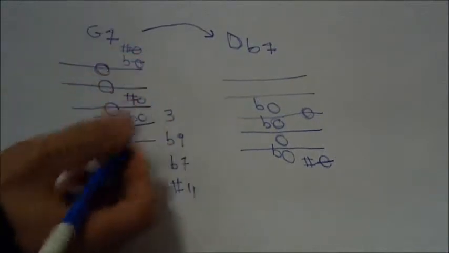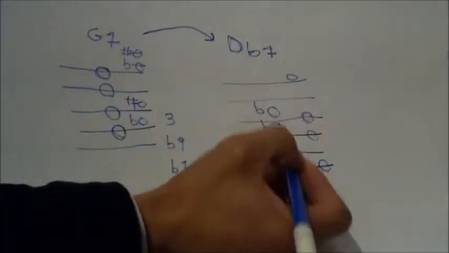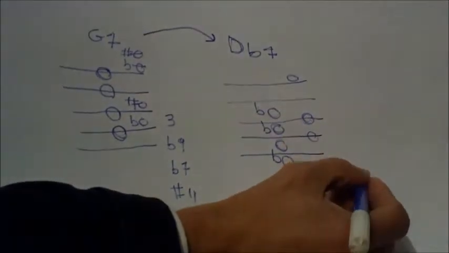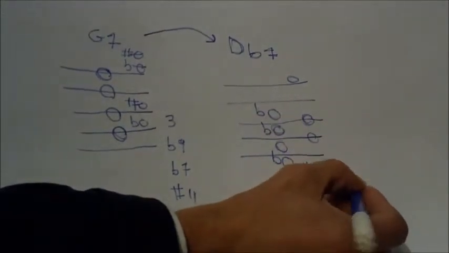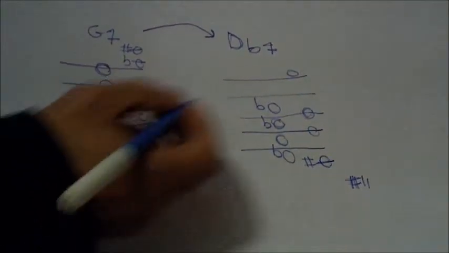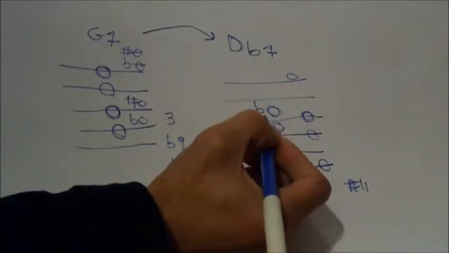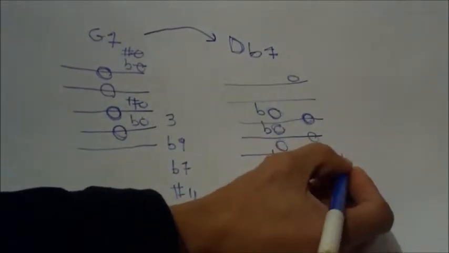Then, if you do the opposite, you have a G. G is right here, you also want it up there. That's a sharp 11 on top of D flat 7. Then you have a B. The B is right here, it's the same as a C flat. So, flat 7.